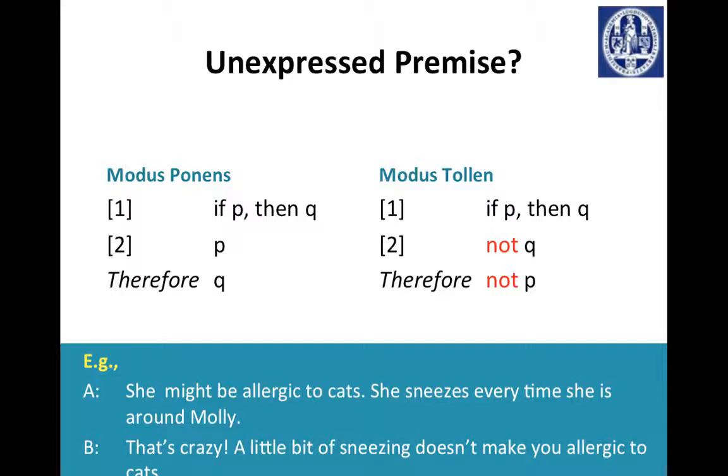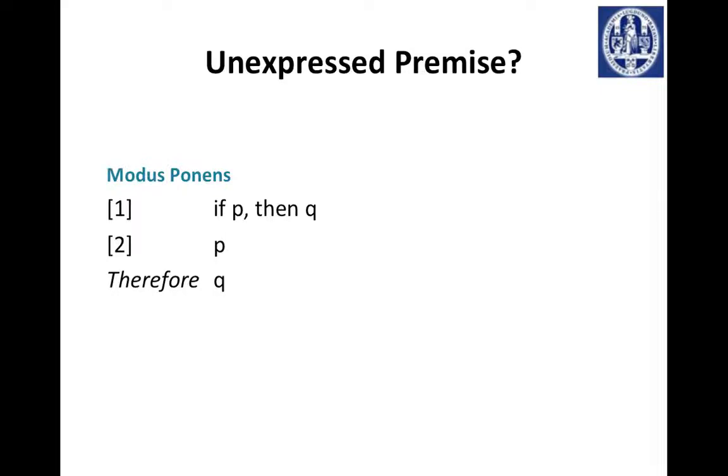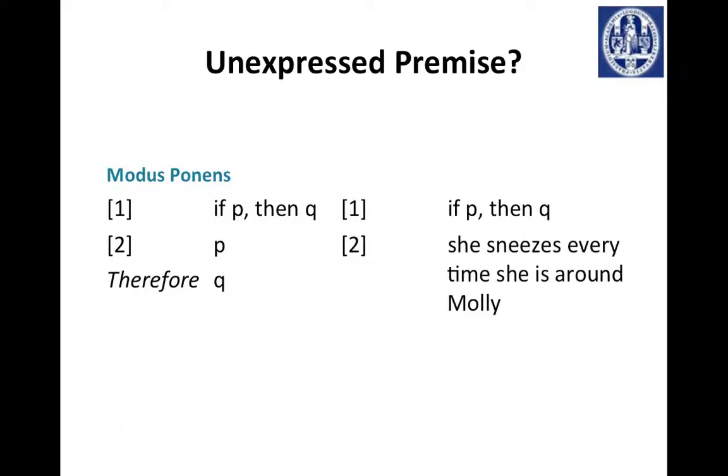And then the only thing is that we should see what else we have. And that is sneezing every time she's around Molly. And there's no clear link between sneezing and being allergic made explicit. So we know then that she sneezes every time she's around Molly should be our P. I can reconstruct it as follows. So we drop the modus tollens and we leave in if P then Q because it is implicit in this argument. But we fill out P, that is, she sneezes every time she's around Molly, and we fill out Q. She might be allergic to cats.